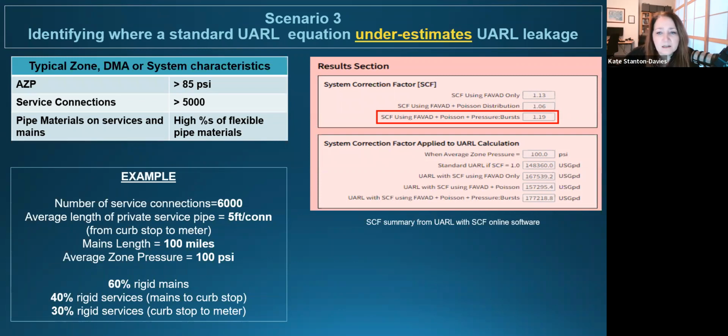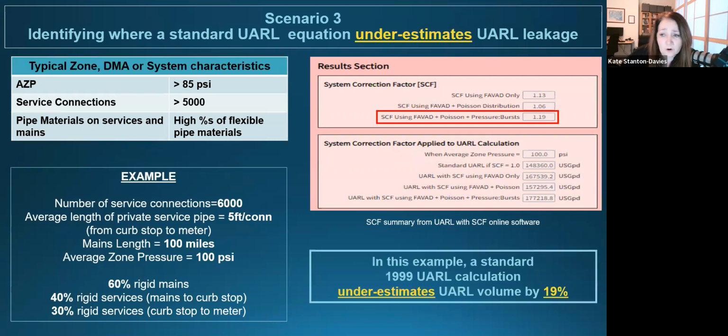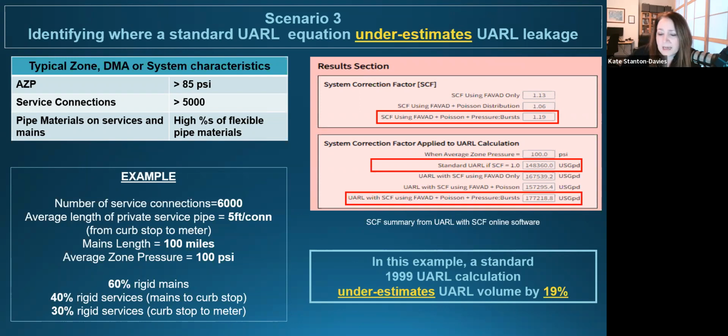Consider again that a standard UARL calculation would have an SCF equal to 1. What this means, a system correction factor of 1.19, is that the standard UARL equation is underestimating UARL leakage. And if we want to see that in volume terms, the standard UARL calculation would give us a volume of 148,360 US gallons per day, against a UARL with an SCF calculation including the FAVAD, Poisson and pressure bursts influences of 177,218 US gallons per day.